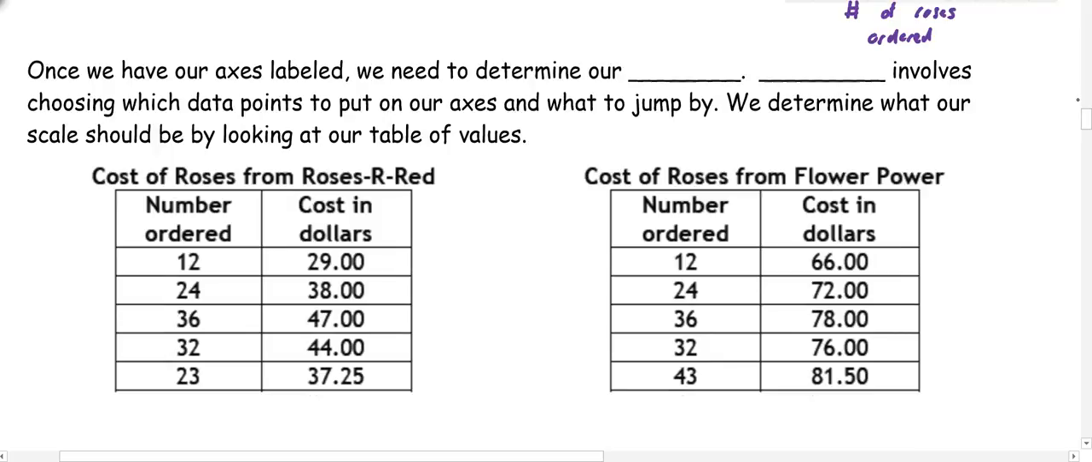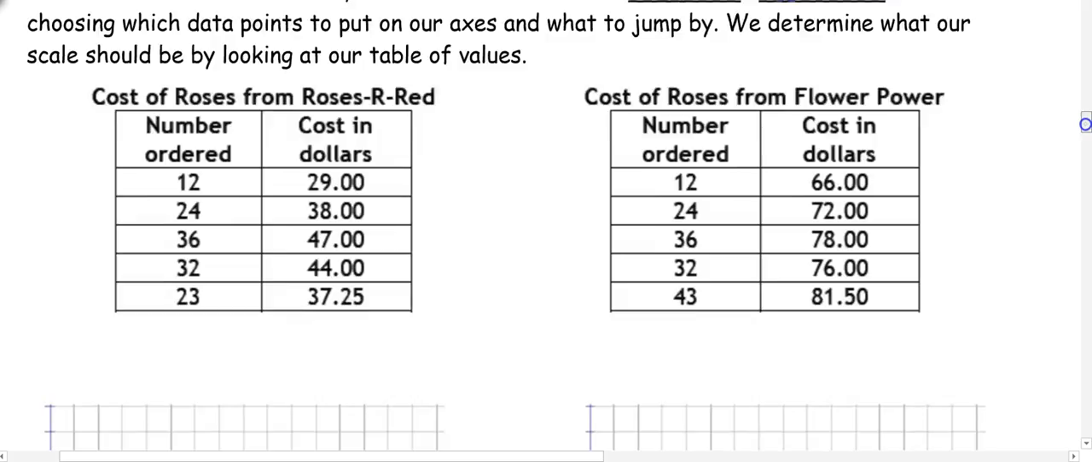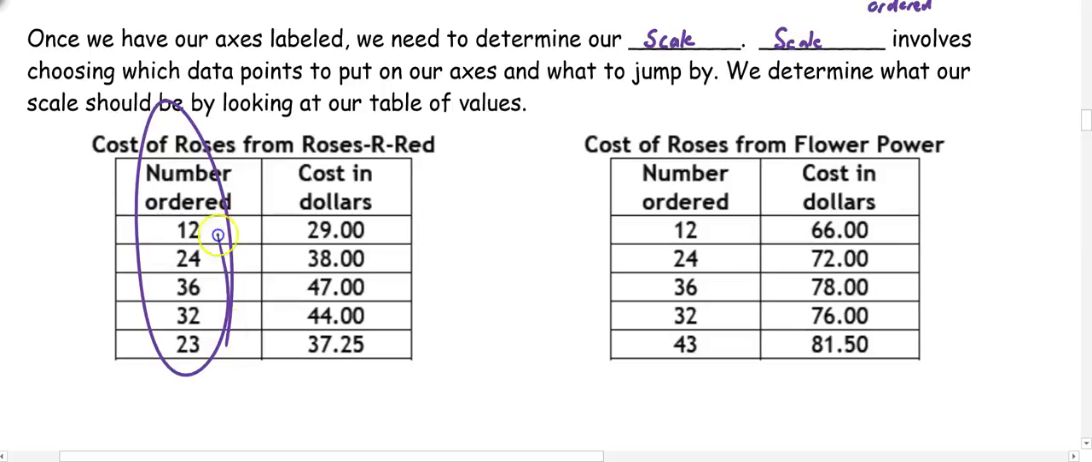So once we have our axes labeled, we need to determine our scale. So the scale involves choosing which data points to put on our axis and what to jump by. We can determine the scale by looking at the table of values. So in this case, we have our numbers of order. That's going to go on the x-axis.